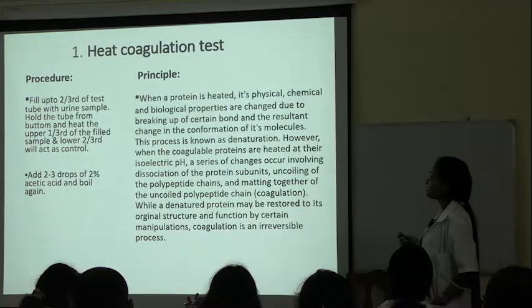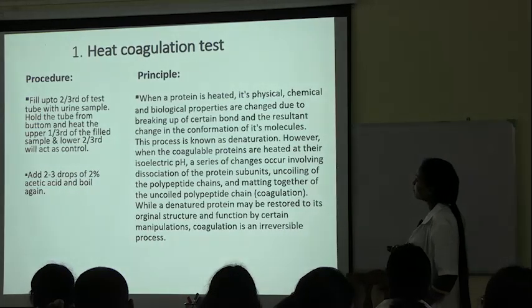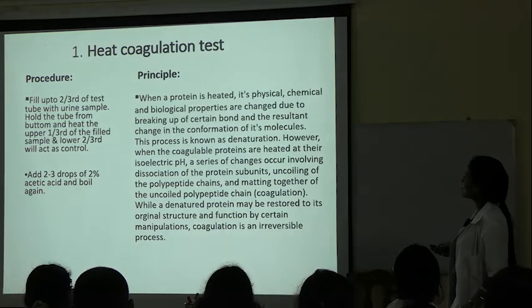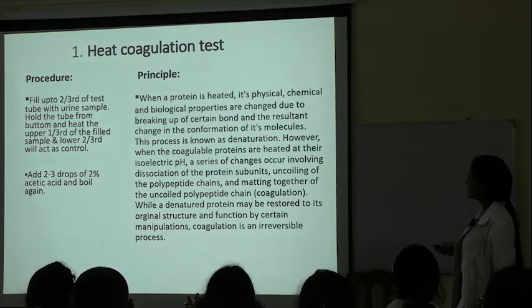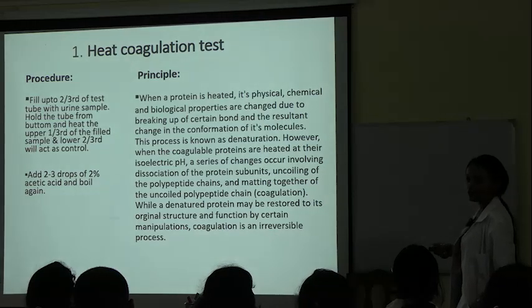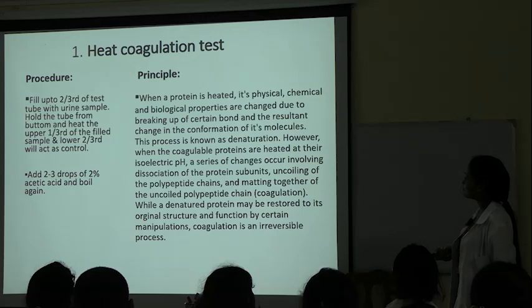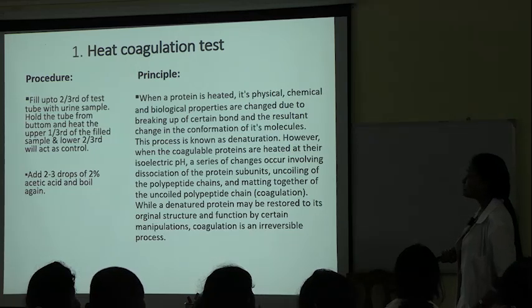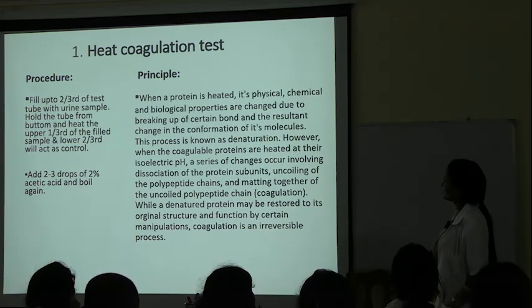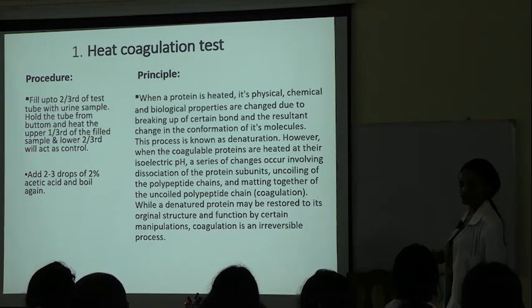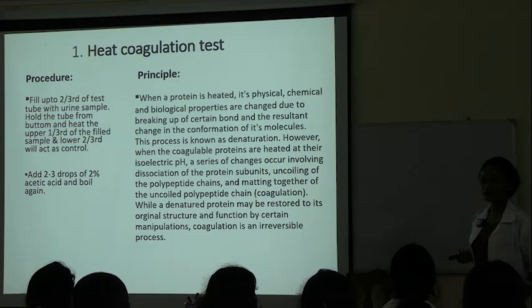So, the heat coagulation test. The principle of the heat coagulation test is that when a protein is heated, its physical, chemical and biological properties are changed due to breaking up of certain bonds like hydrogen bonds and van der Waals bonds, and the resultant change in the conformation of its molecule. This process is known as denaturation. However, when the coagulable proteins are heated at their isoelectric pH, anyone know what is isoelectric pH?